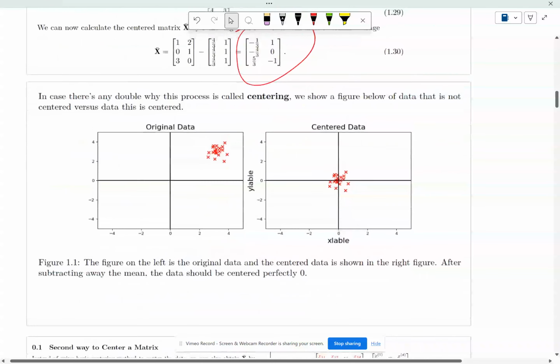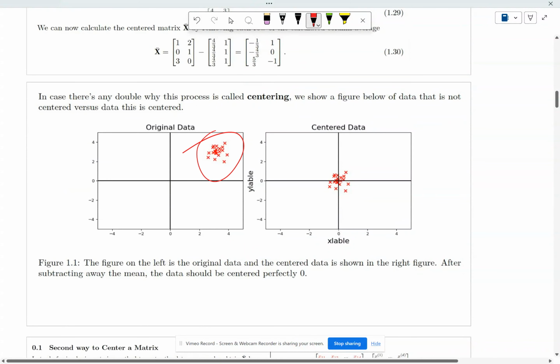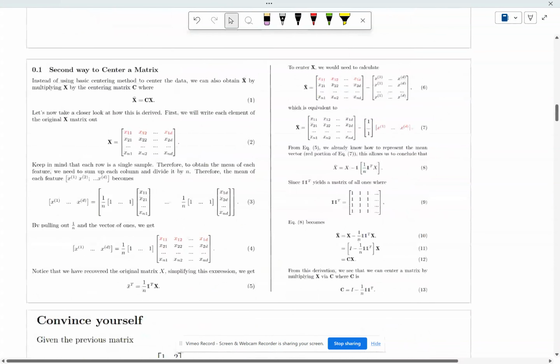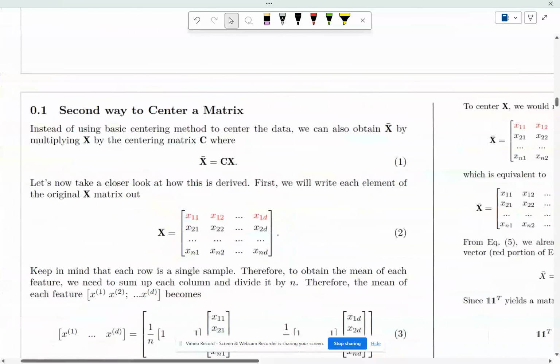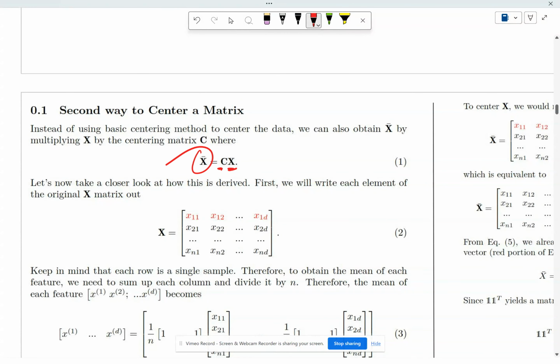Now, if there's any doubt why we call this centering, it's because you start with the data, and after you subtract the center away, it moves the data towards the center, like this. Now, today we're going to cover the second way to do centering, which, instead of just subtracting the center, we are going to multiply x by a matrix. And then the result is basically x being centered. So doing this is equivalent to what we just did. But the trick is, how do you know what this centering matrix C is?